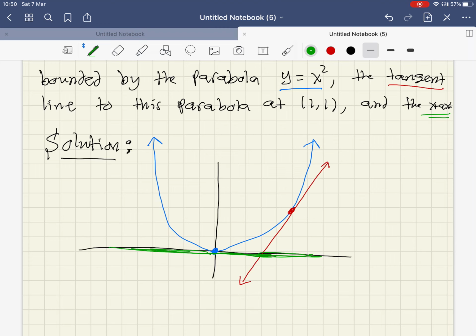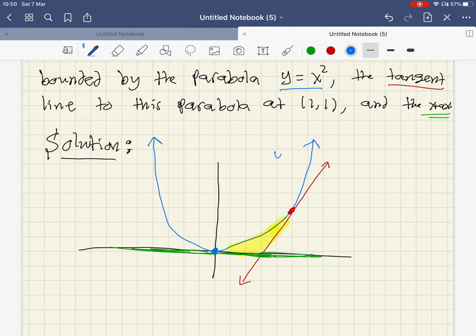And that's how we sketch the region. Now, I hope you can see my region. And my region will be this one here. This is the region between the three curves: the parabola y equal x squared, the tangent line, which is in red, and the green line, which is the x-axis.